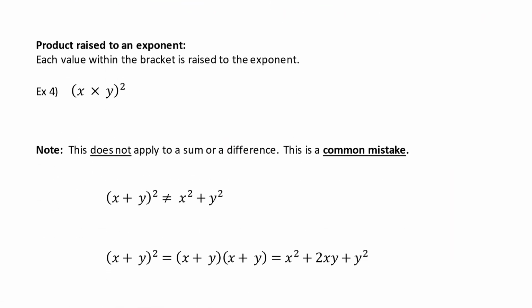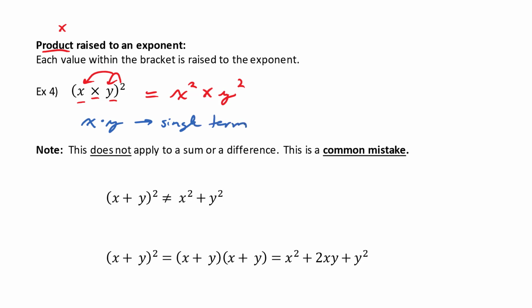Now, I have spoken about this in previous lectures, but I haven't actually specifically taught it. This is when we have a product raised to an exponent. The product means multiply. If we have the product of two values raised to an exponent, I can just distribute those terms there. This gives me x squared, y squared. X times y is a single term.